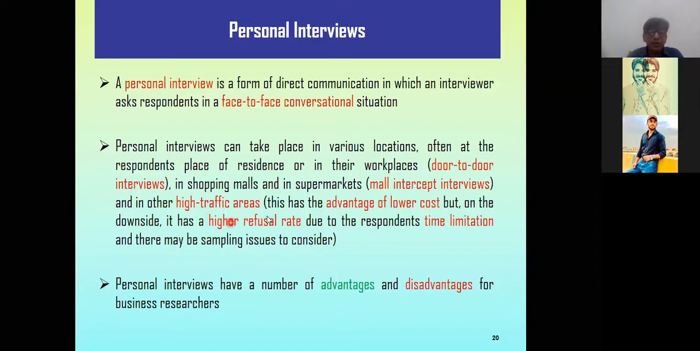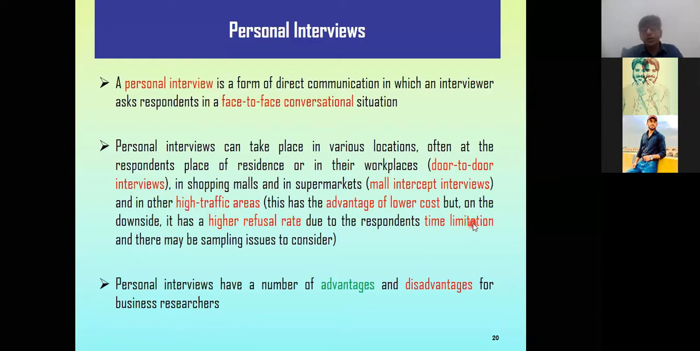Now the problem with this interview is a high refusal rate, because most people are coming to the shopping mall for shopping purposes, and probably they may have limited time. In high traffic areas, people are over there just to wait. Whenever they feel there is no traffic, they try to go away from you. Most of the people will refuse you: "Sorry, I'm busy, I cannot give you the interview because I'm very busy." So this problem may occur over there.